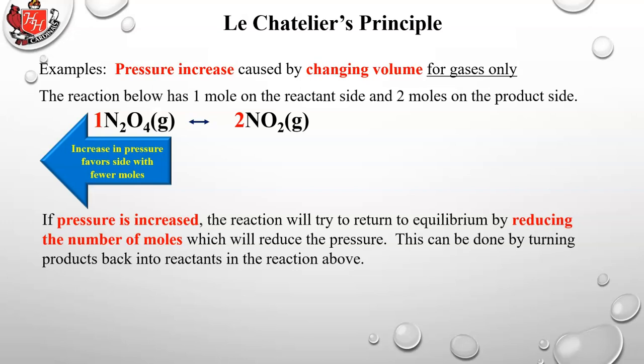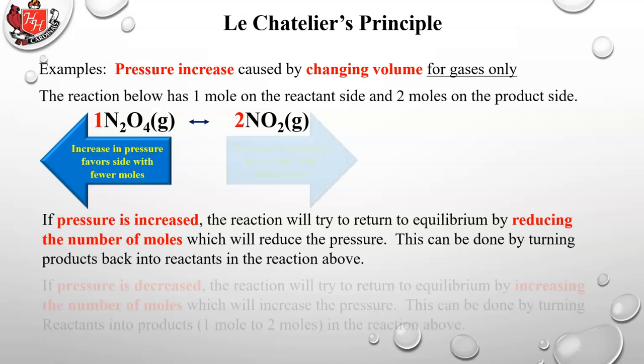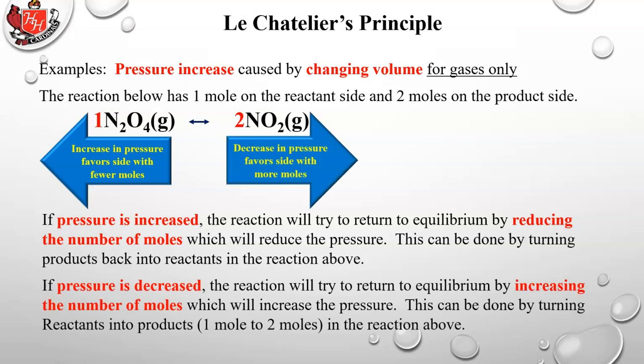So the reaction, the only thing it has control over, it doesn't have control over temperature or volume, it only has control over number of moles. So if you increase the pressure, it's going to say, I want to decrease my pressure by reducing the number of moles, the number of particles I have in the container. So an increase in pressure favors the side with fewer moles. It wants to move from right to left. Decreasing the pressure favors the side with more moles. So it's not necessarily left and right, it's which side has more moles.